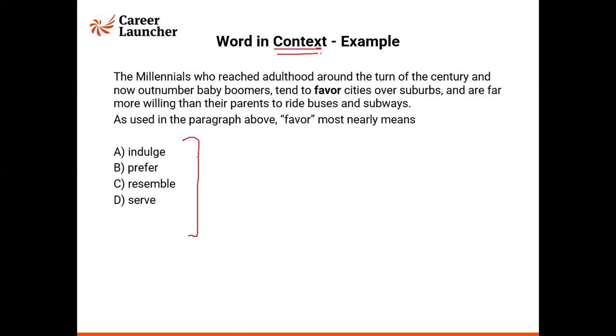So what is the first strategy? First step is basically to not look at answer choices straight away. Rather, you should always go back, read the paragraph, remove the word in question, and try to plug in your own word that you think will fit in there. For example, millennials who reached adulthood around the turn of the century and now outnumber baby boomers tend to blank cities over suburbs and are far more willing. So, if they're far more willing than their parents to ride buses and subways, we can say that they sort of like cities over suburbs, right?